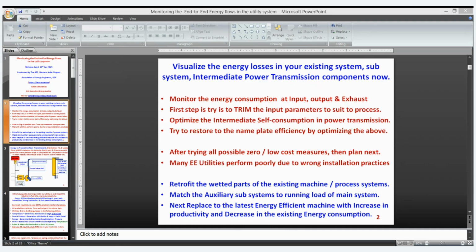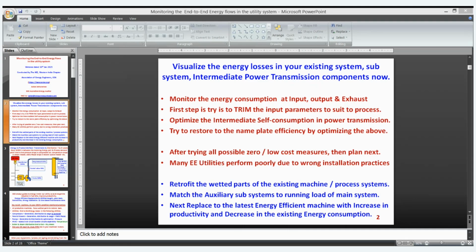Then we have to look at optimizing the self-consumption of the intermediate stages in the power transmission. I will go through each and every step in the coming slides. Wherever it is there, it is revisiting the nameplate efficiency. What is the nameplate efficiency and how do we restore it? We are trying to reduce the energy consumption and restore the productivity of each and every production machine as well as the utility machines. So these are all the zero and low cost measures that can be planned now.